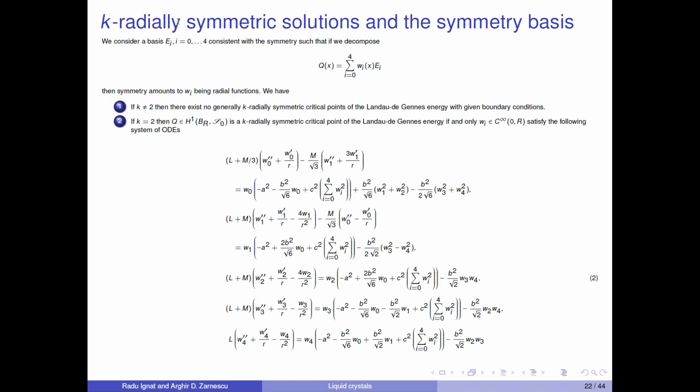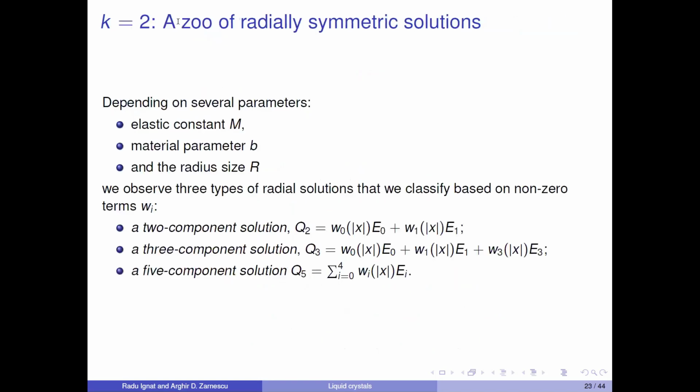If k is not equal to 2, then the whole reduction breaks down. But for k equal to 2, you still have a reduction to a system of 5 ODEs, and you can try to study it as before. Actually, that's nasty. Most of the results are numerical. And what can you have?